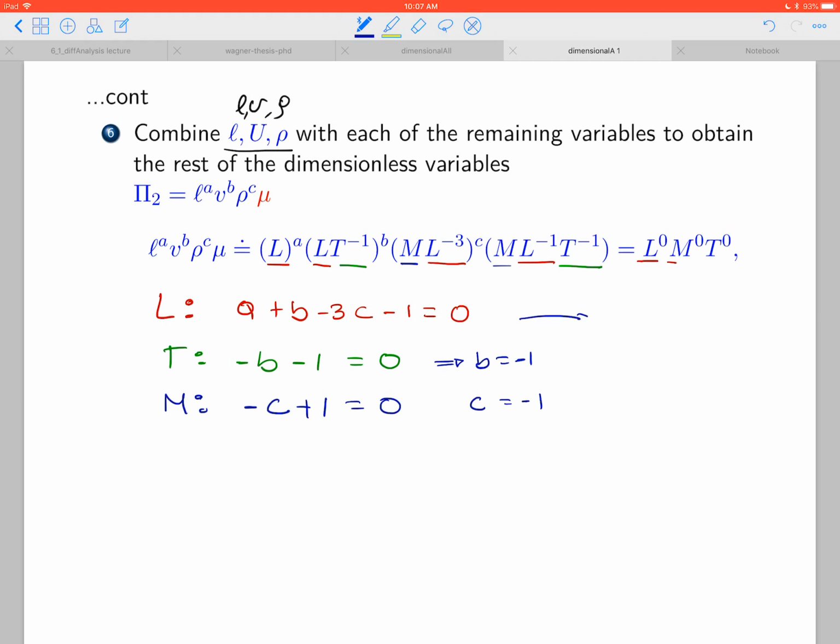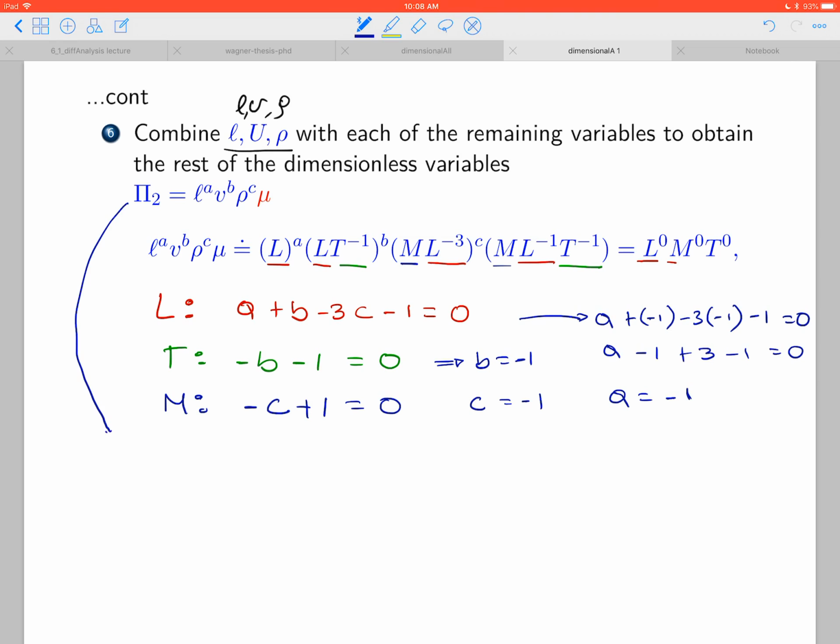So we replace in the first case. So we have a plus b, which is minus 1, minus 3c, which is minus 1, minus 1 equal to 0. So we have a minus 1 plus 3 minus 1 equal to 0. So we have 3 positive minus 2, that will be 1 positive. We move it to the right hand side, it will be negative, so therefore a is going to be equal to negative 1 also.